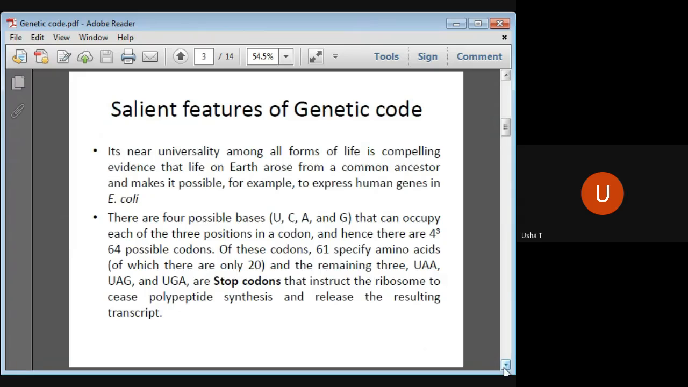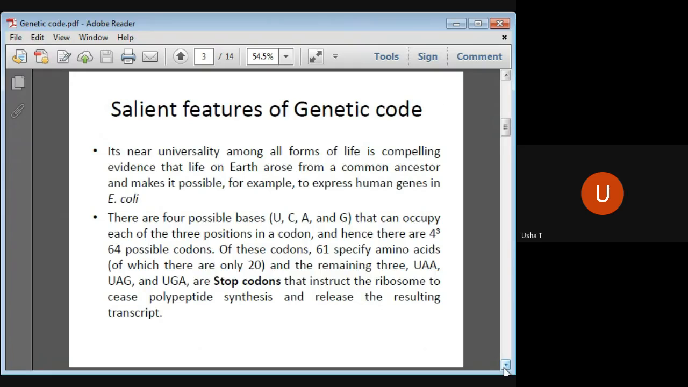That is, its near universality among all forms of life is compelling evidence that life on Earth arose from a common ancestor and makes it possible, for example, to express human genes in E. coli. That is, in the beginning, the genetic code was considered almost universal in all organisms, and hence it was considered that all organisms have a common ancestor. But that's not entirely true right now. There are different genetic codes seen in different organisms.